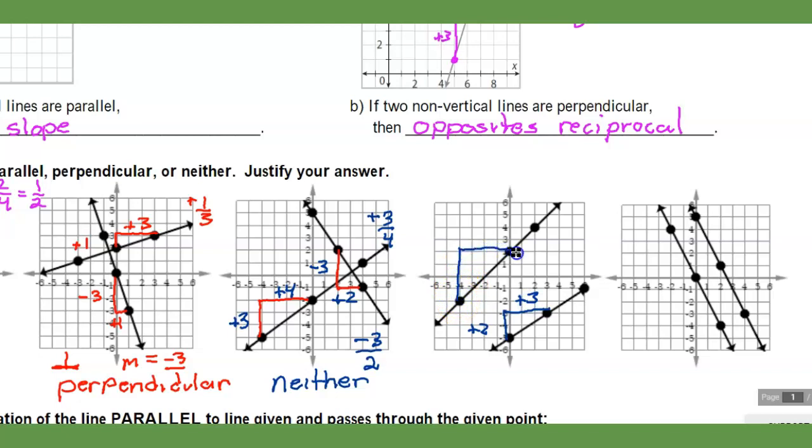And then we have here up 5. Where's that 4? Up 4 to the right 4. All right. So we have 4 over 4, which reduces to 1. And over here we have 2 over 3. Okay. So neither again.